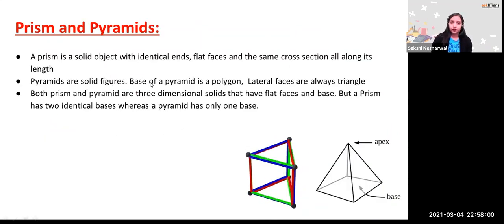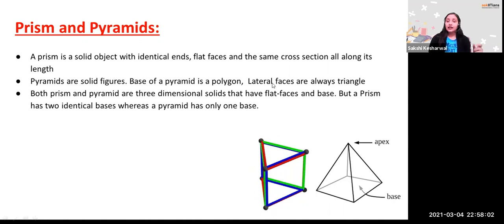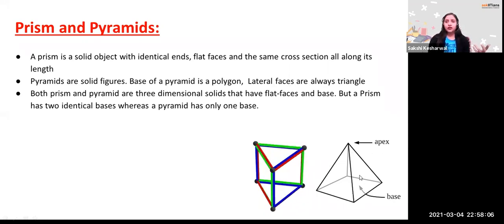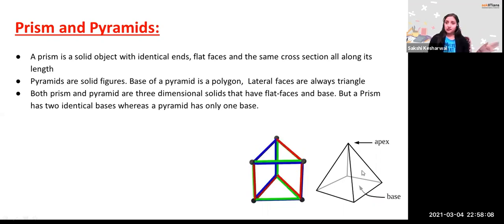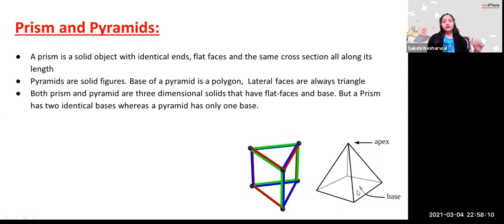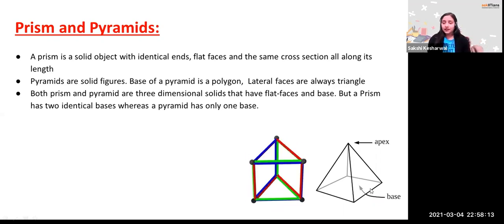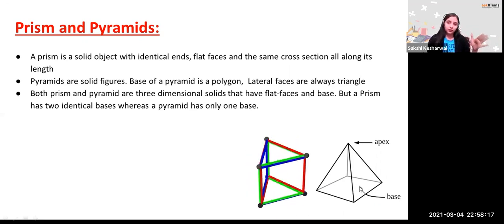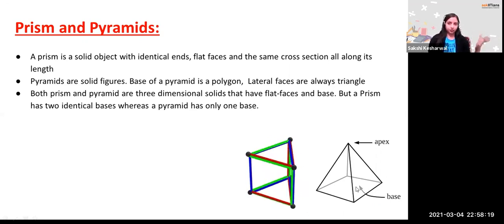Pyramids are the solid figures. The base of the pyramid is a polygon. Lateral faces are always triangles. So if you see, this is a pyramid, right? Everyone has learned about what a pyramid is. We have done this in class 8 itself. The base can be any kind of polygon. The minimum polygon can be a triangle, a triangular base.